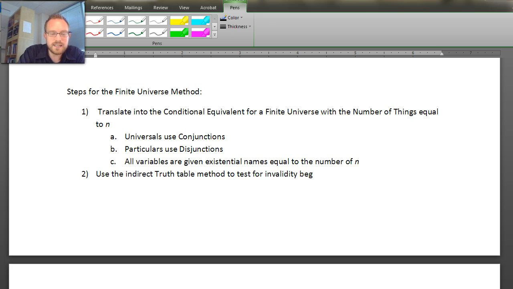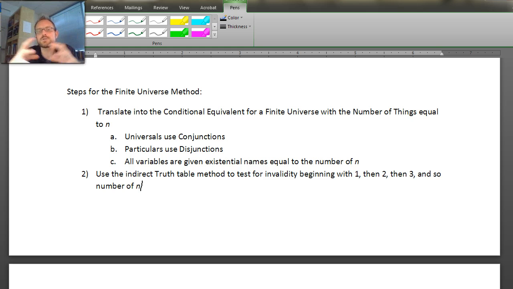Right? Beginning with 1, then 2, then 3, and so on, numbers of n. Okay? So as soon as you translate it, you're going to use the indirect truth table method to test for validity, beginning first with 1 member of the universe, then 2 members, 3, and so on and so forth, right?